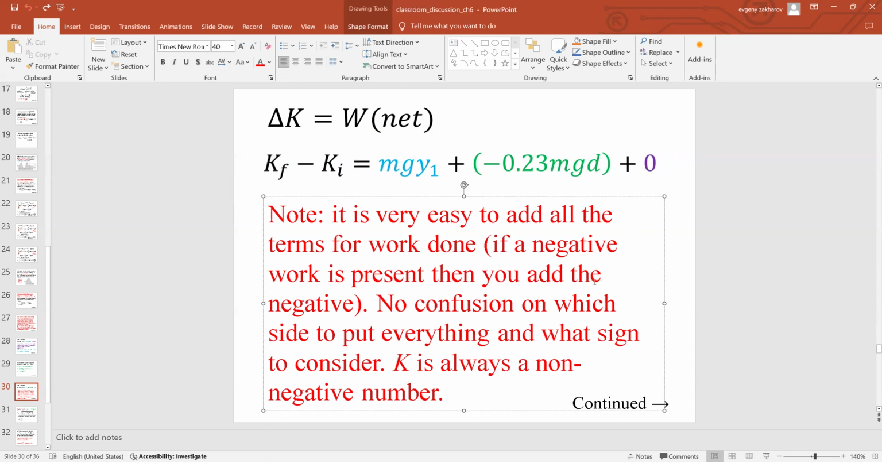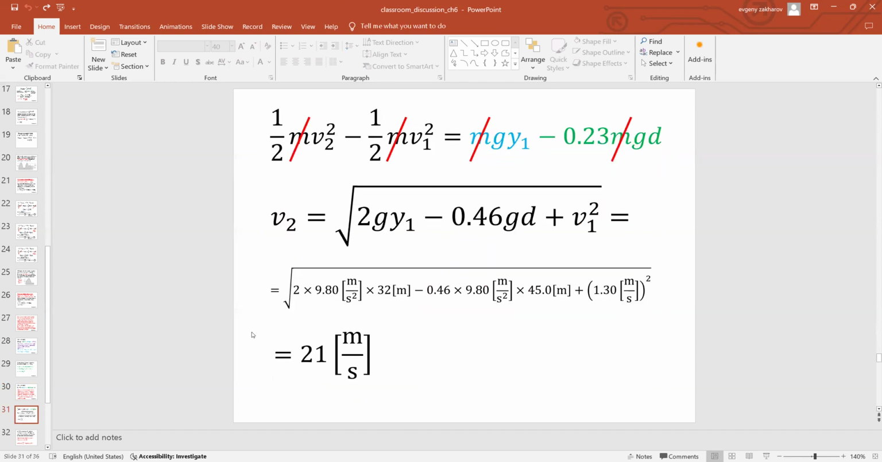It's very easy to add them up. No confusion on what to do. Kinetic energy is always a non-negative number. Everything is easy and straightforward with this approach. Fun fact, mass still cancels out. You factor out the mass, you cancel it on both sides. You don't care how heavy the car is.